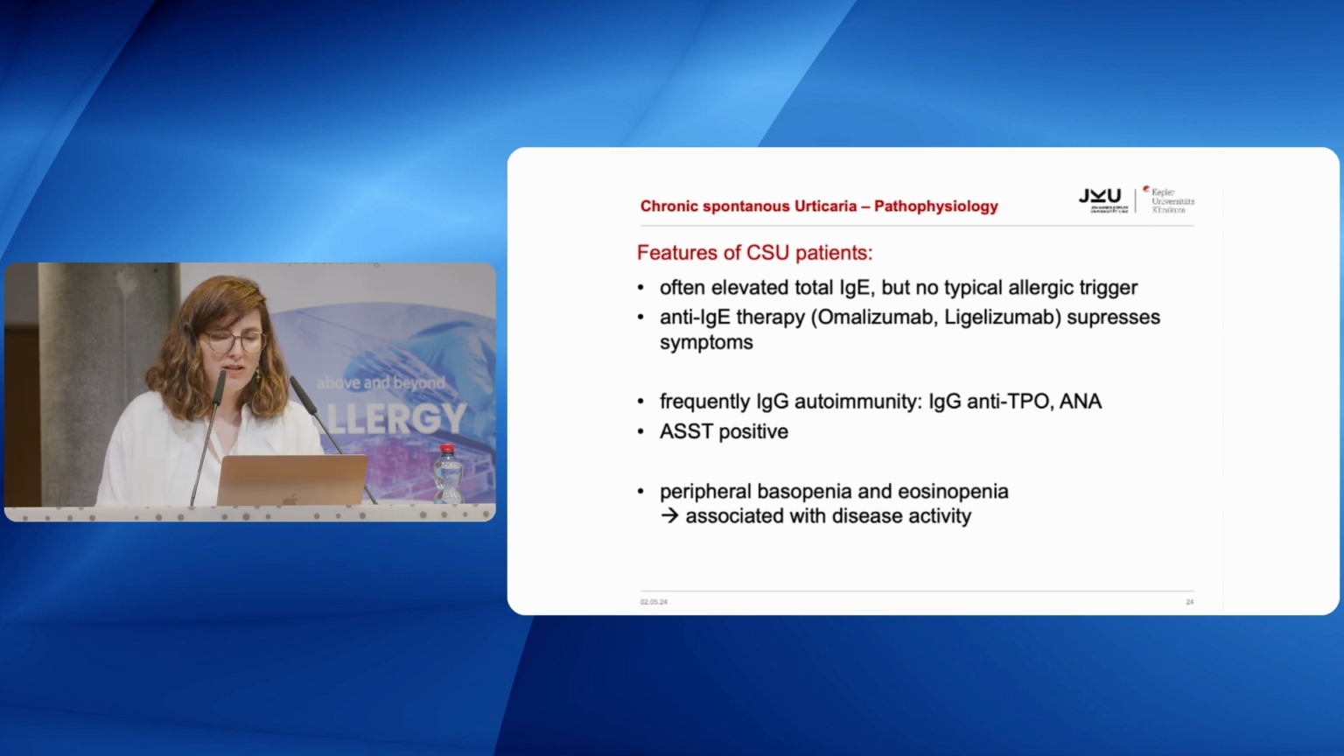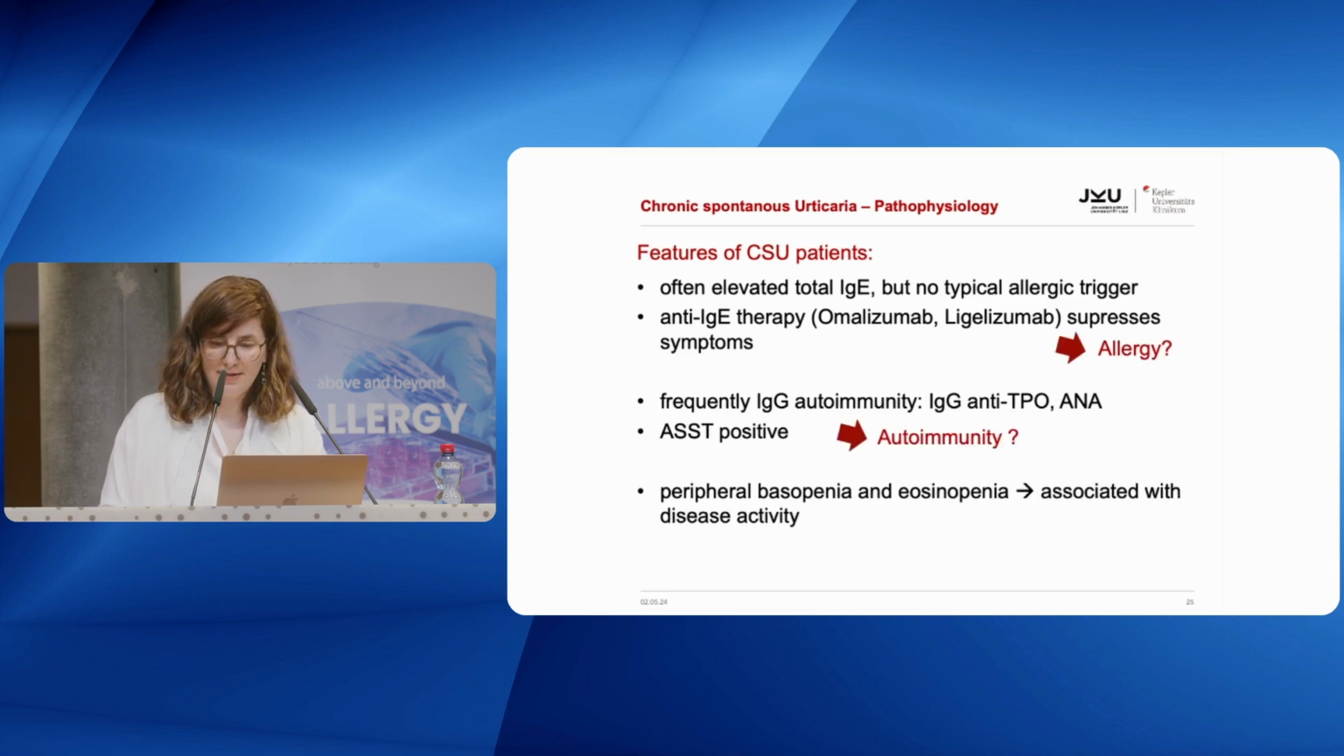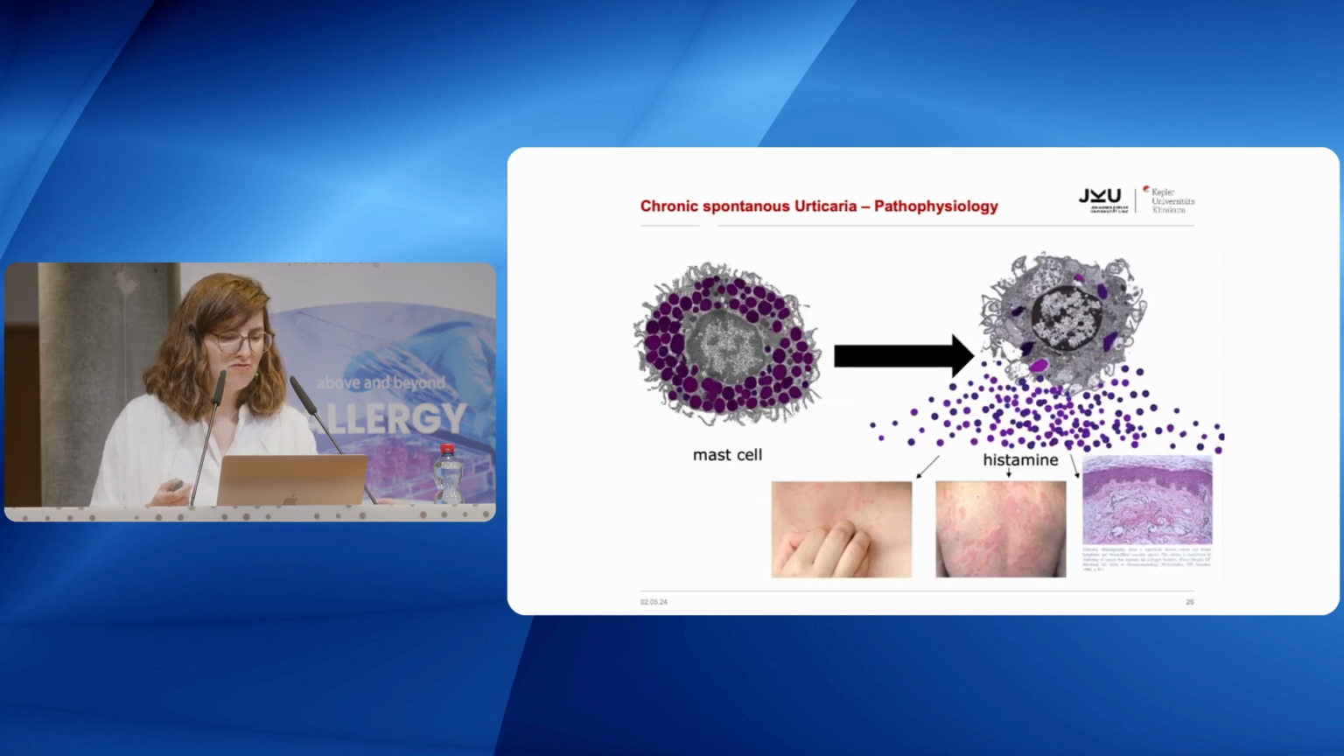And they have another interesting feature, like they can have very low basophils or eosinophils in the peripheral blood, and this is especially associated with a high disease activity. So if you look at that, these patients have some features of allergy, kind of, but they also have some features of autoimmunity. So it's not really clear what's happening in these patients.